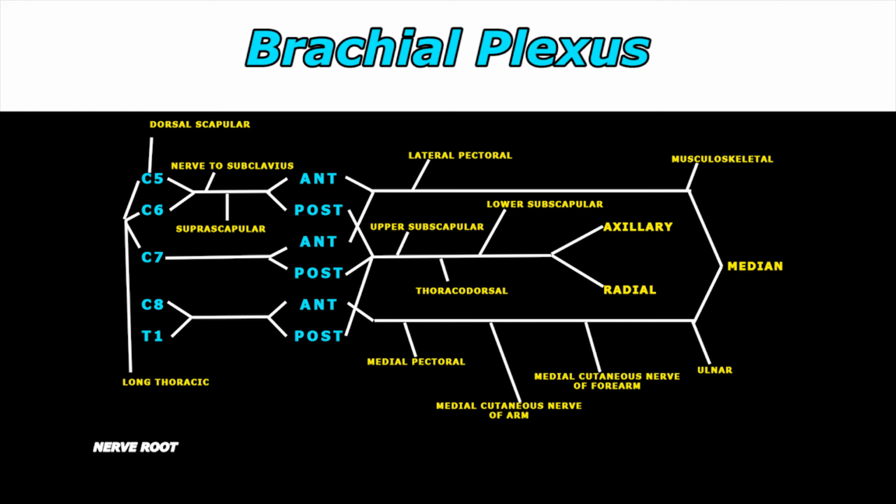So in the brachial plexus, it all starts with the nerve roots, then it goes into the trunks, the three trunks, the upper, middle, and lower trunks, and it will be divided into divisions, anterior and posterior, and it will again be combined into cords, three cords: the lateral cord, the medial cord, and the posterior cord. The lateral and medial cord at the end will now form your median nerve.